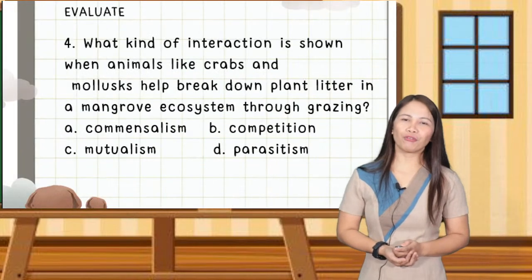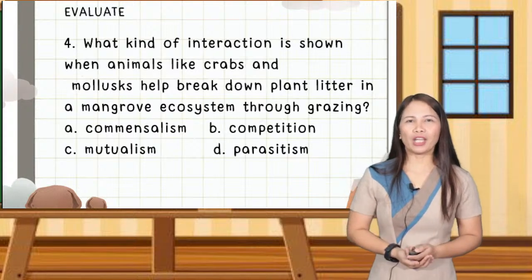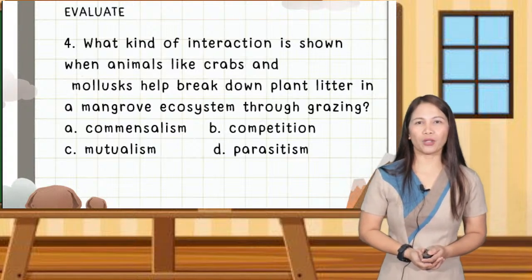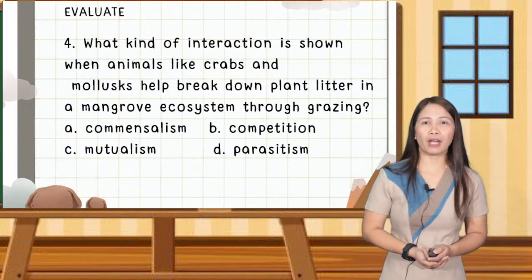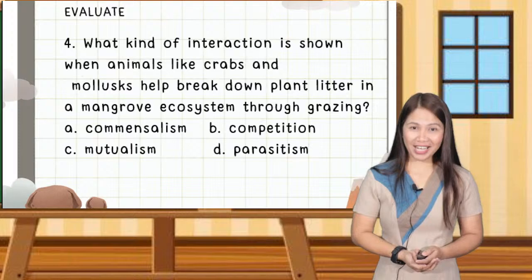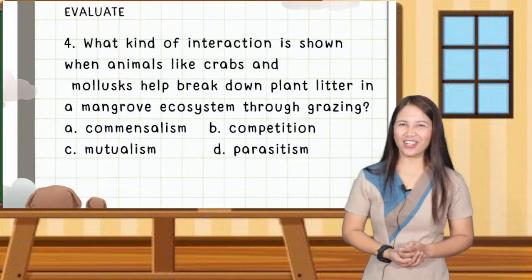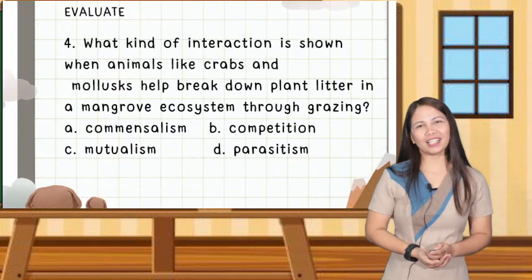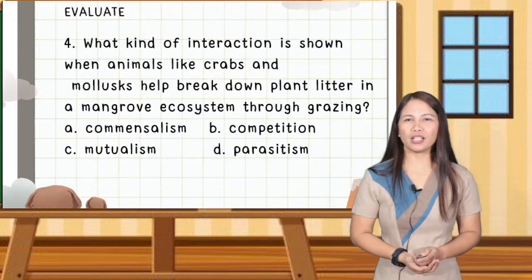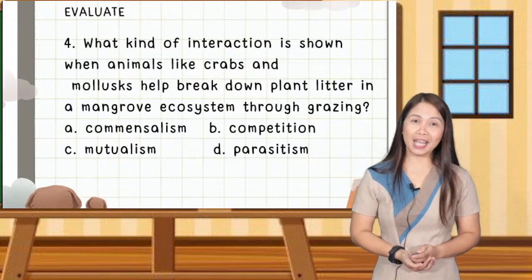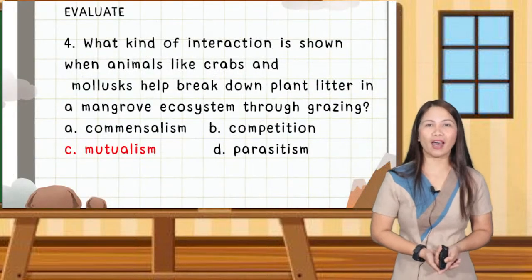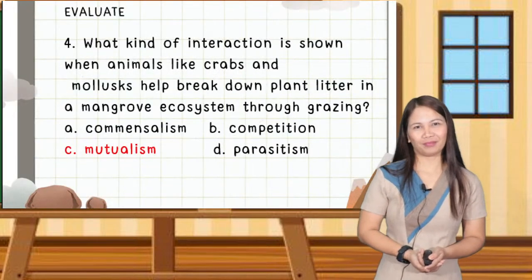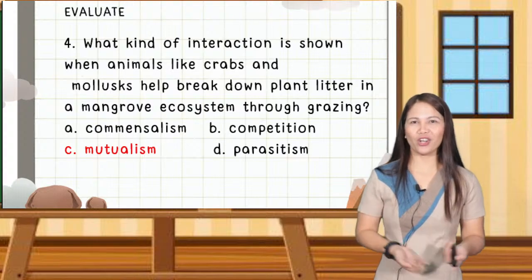Question number 4. What kind of interaction is shown when animals like crabs and mollusks help break down plant litter in a mangrove ecosystem through grazing? I know you know it. A, commensalism, B, competition, C, mutualism, and D, parasitism. And answers reveal, we have mutualism. They both benefit each other.